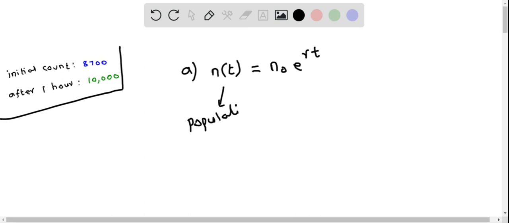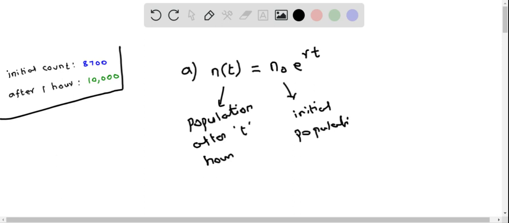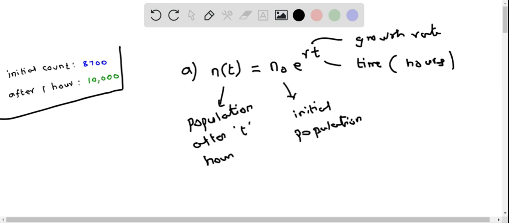This is population after t hours. And n naught represents the initial population. R represents the growth rate, and t represents the time in units of time. It is hours for this question. So let's plug in the values that are given in this question to write down this population function.